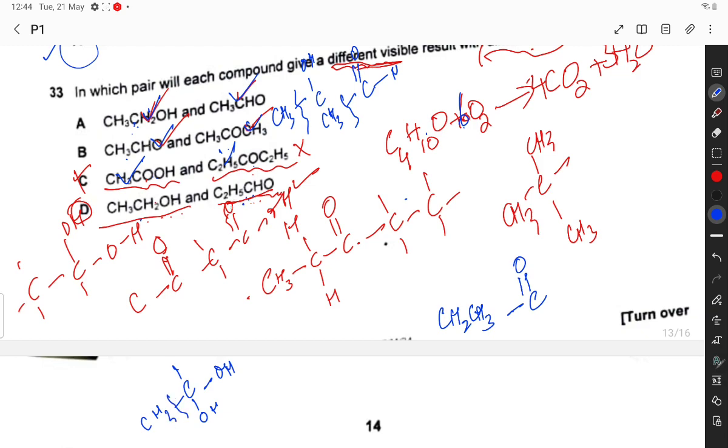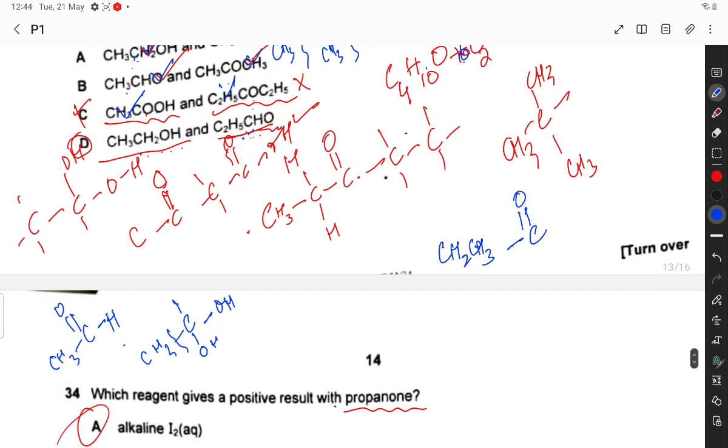And this will give different C11O, C2H5. So D option is correct.